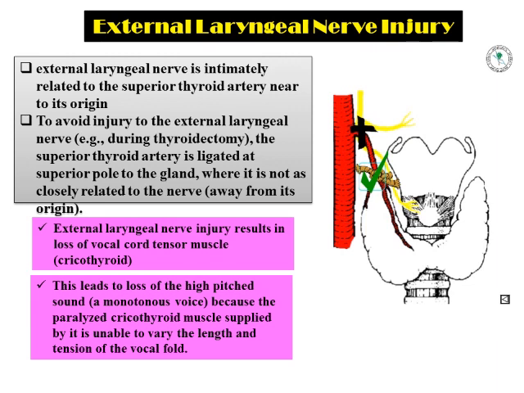In case of injury of the external laryngeal nerve, this will result in loss of a muscle called the cricothyroid muscle, which is responsible for changing the length and the tension of the vocal folds. This will lead to loss of what's called high-pitched sounds, because the paralyzed cricothyroid muscle, supplied by this nerve, will become unable to vary the length and tension of the vocal cords.